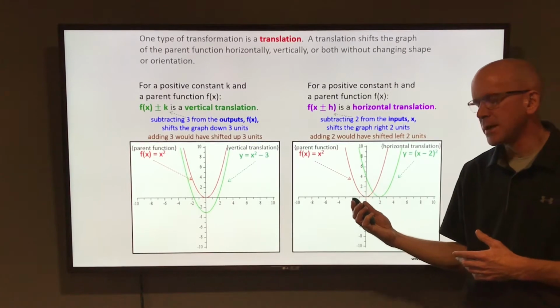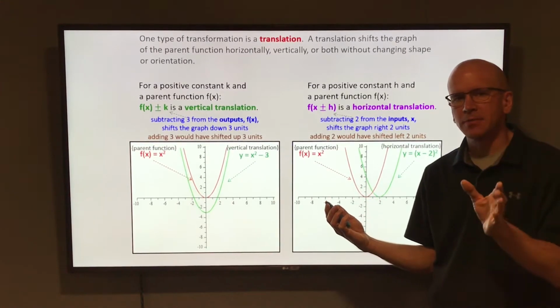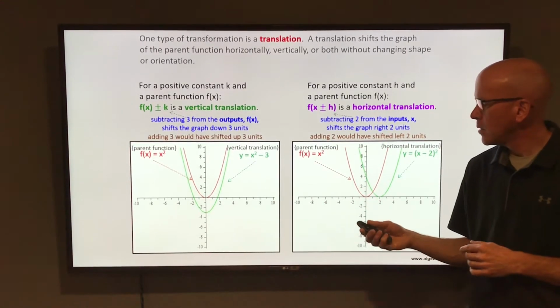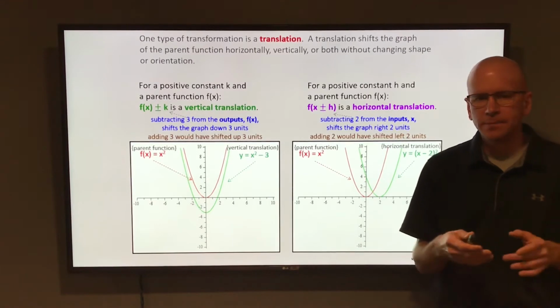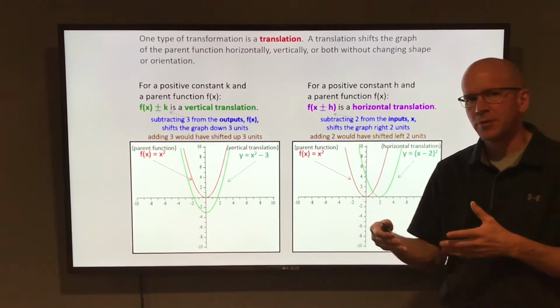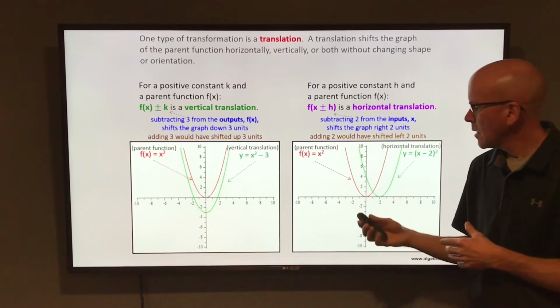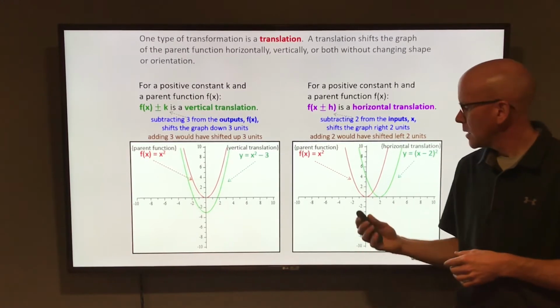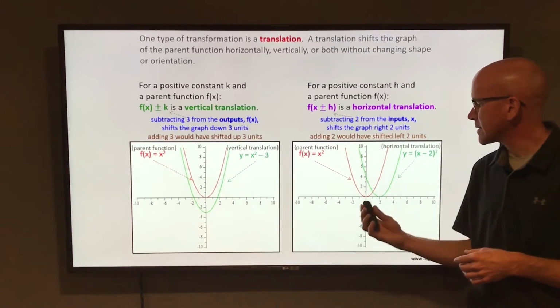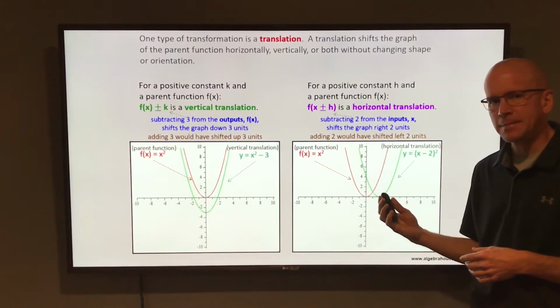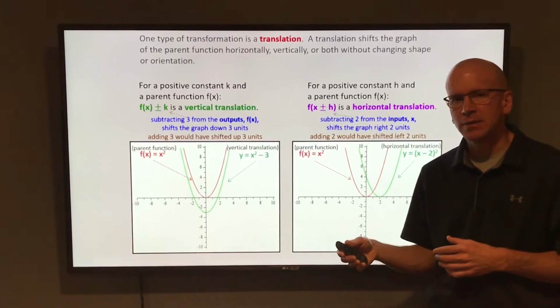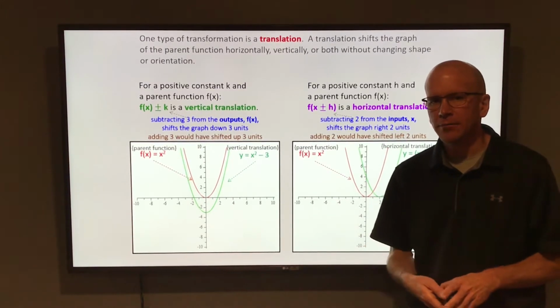So on horizontal translations, it's opposite of how you're trained to think. Normally when you think add, you go to the right. Or when you think subtract, you go to the left. Well, it's the opposite of that. When you subtract from the value of x, it's going to shift the graph to the right. When you add to the value of x, that's going to shift the graph to the left.